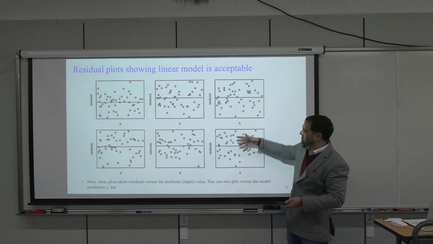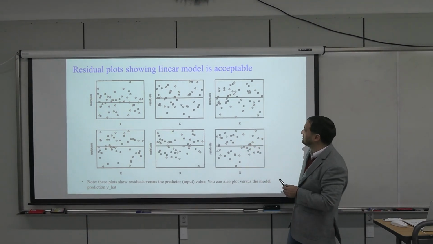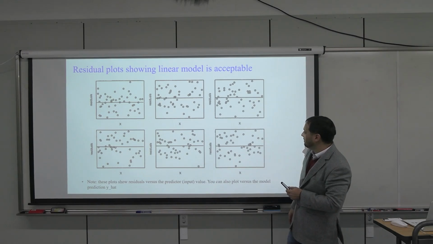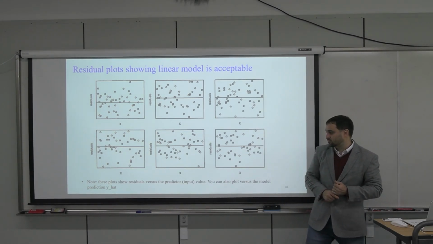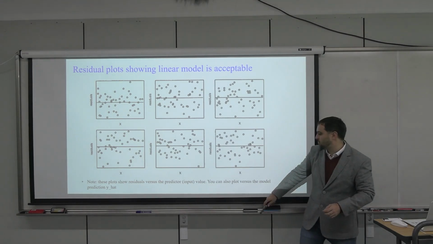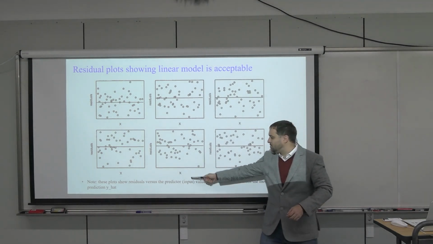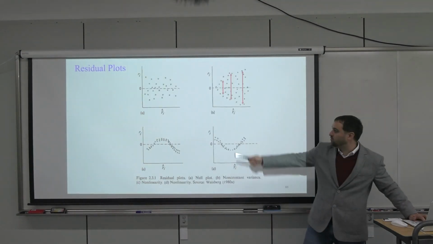And so all of these look like pretty good scatter. So, yeah, you need to do both versus the input xi, but also as a function of y hat i.